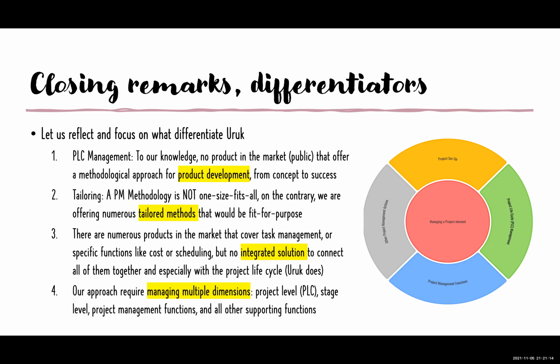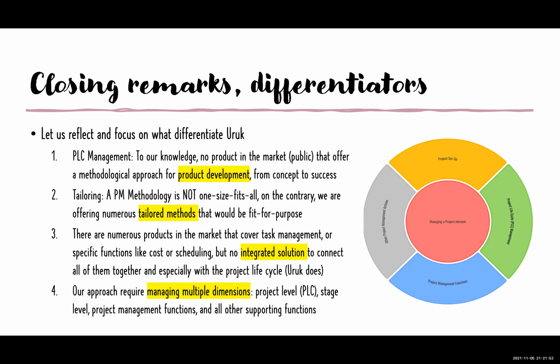And the last point we want to highlight today, and there are many other points, is that our approach requires managing multiple dimensions. We manage across the life cycle, and that's what we call the project level. When we manage a project for a project owner or anybody who is developing a product, we manage all the way from inception to closure across divisions and departments. The project could be moving from one department to another, but everything could be done in Uruk. So we are managing the PLC, the life cycle.